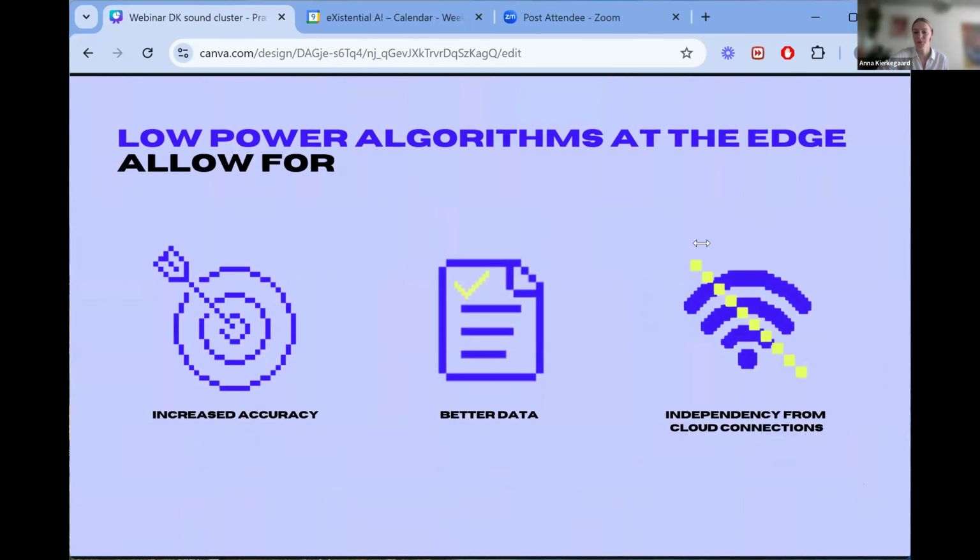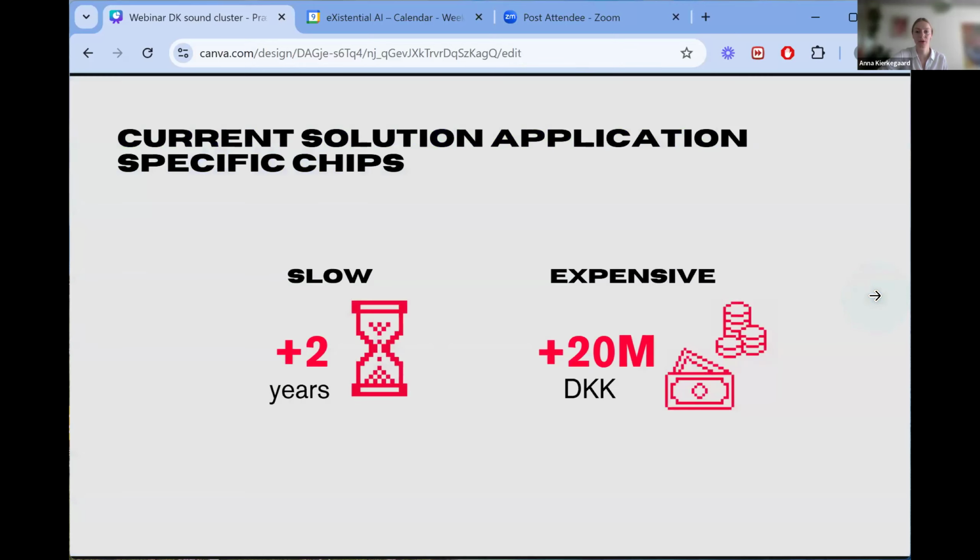So we want to have more AI at the edge, and there are many different reasons for that. It can increase the accuracy of your data if you filter your data. It can give you better data to make better decisions if you use it in medical devices. And sometimes we need algorithms at the edge because we don't want to be connected to Wi-Fi, and we need smarter devices. The way to do it right now is often that you need to make a specific chip for a specific application. And as many of you probably know, this can cost a lot of money and take some time to develop.